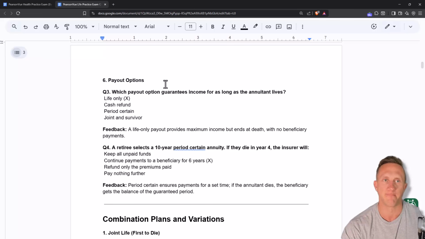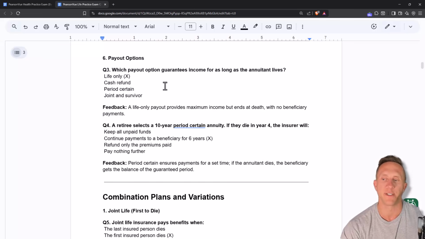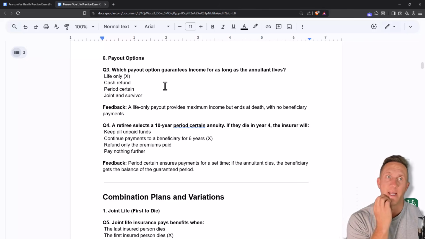Purchased, I should say. Okay, payout options. These are annuity payout options. Which payout option guarantees income for as long as the annuitant lives? If you've taken your test before, you know these are pretty dang close to what you're going to see on the test. So I hope this helps as a little refresher, because now you're seeing them and you're not in that exam environment where you're freaking out anymore.